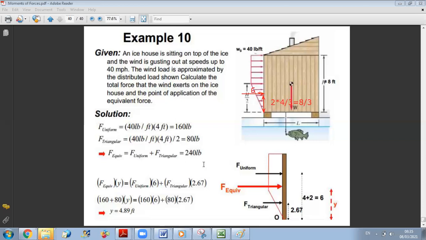Now the next step is to find the resulting moment about O. What is the resulting moment about O? You can choose a positive direction. If you consider the clockwise as positive, you have a positive moment for this force. It is plus F triangular, which is plus 80 times the distance here, which is 2.67, and plus the rectangular force times the distance from O, which is 6. So this term will give you the resulting moment about O.